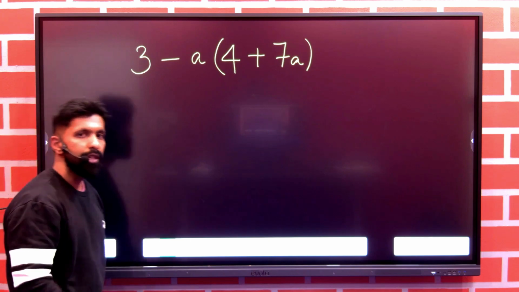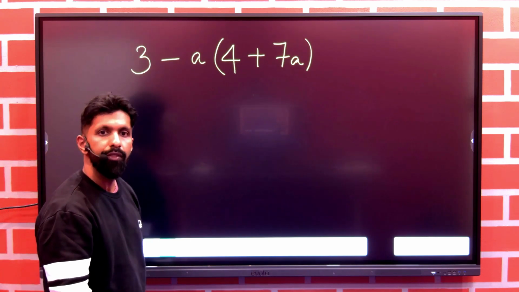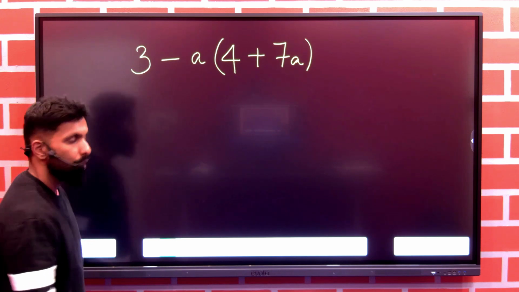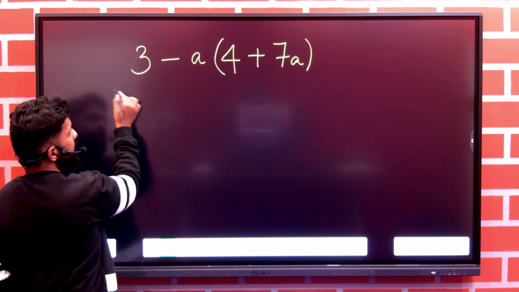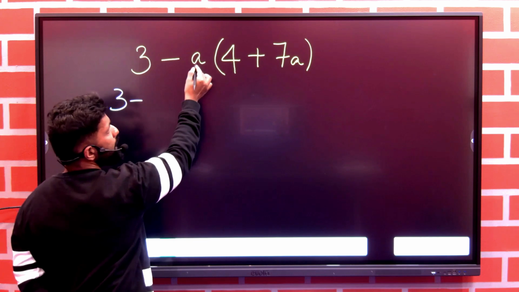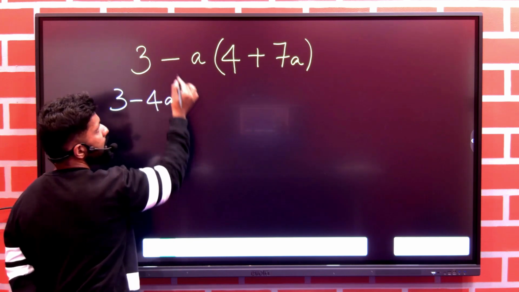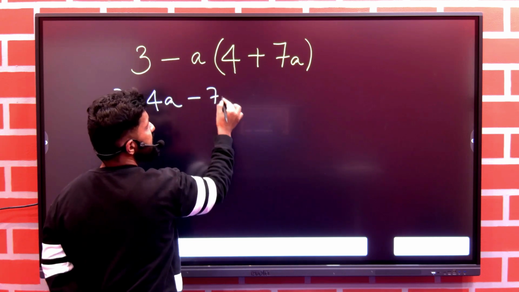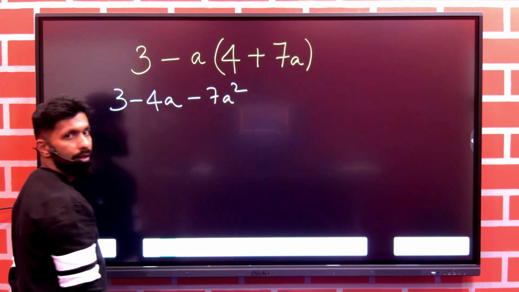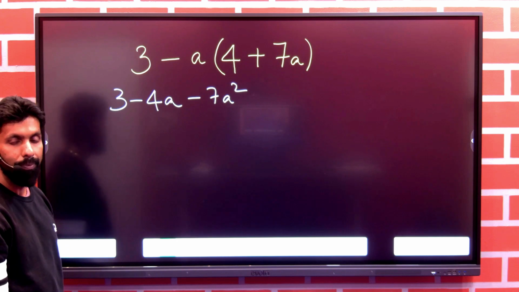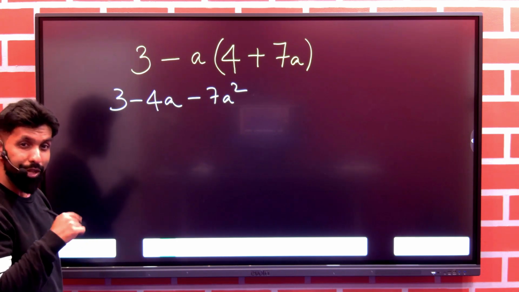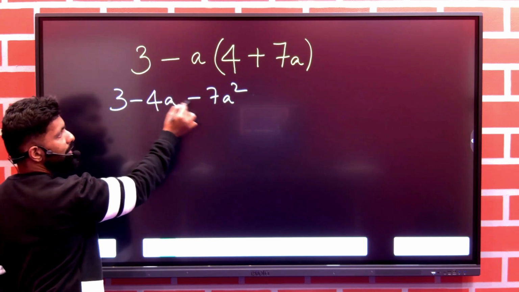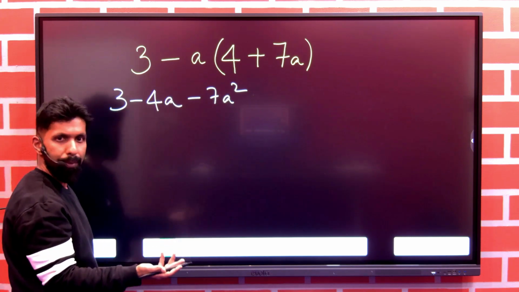This doesn't even look like a trinomial. This doesn't even look like the quadratic form. But then if you open the bracket, see what happens. So if you try to open the bracket, 3 minus 4 into a is minus 4a, minus into plus is minus, a into 7a is 7a square. Don't you think this looks like our general form? And the powers have been arranged here in the ascending order. So a power 0, a power 1, a power 2. So ascending order is absolutely allowed, right?